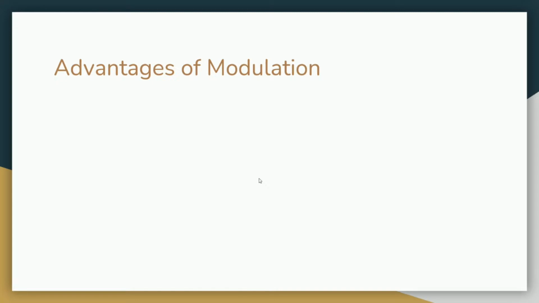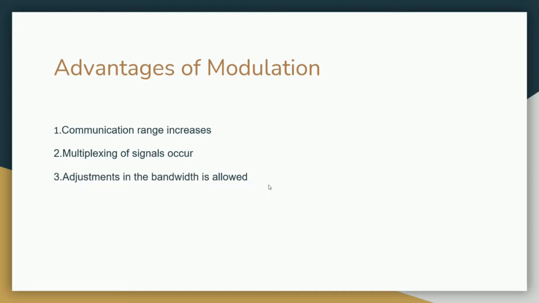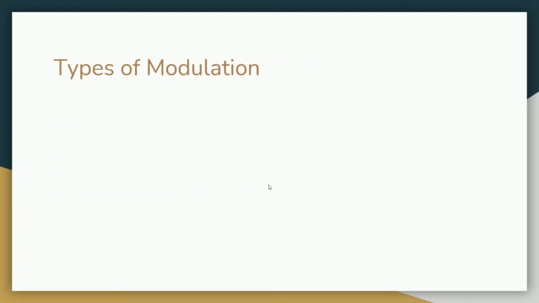Advantages of modulation. Firstly, the communication range increases. Multiplexing of signals occurs, thus multiple users can communicate at the same time. Next, adjustments in the bandwidth are allowed, therefore signals can be converted into different formats. Lastly, modulation can prevent the problem of the communication range being limited, as the wave cannot travel a distance without getting distorted. Types of modulation: amplitude modulation, frequency modulation, and phase modulation.